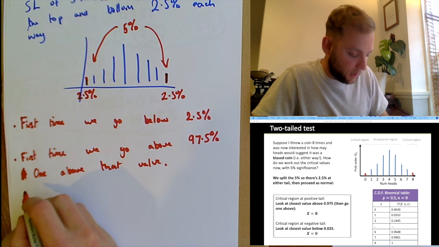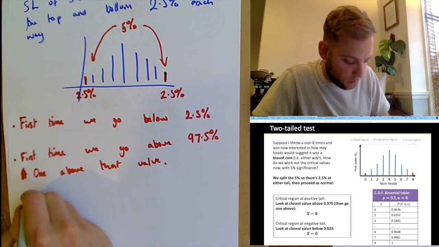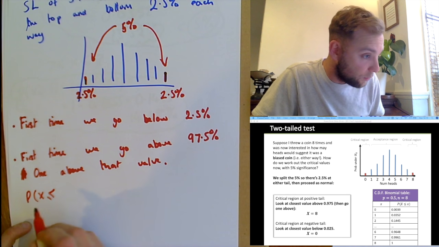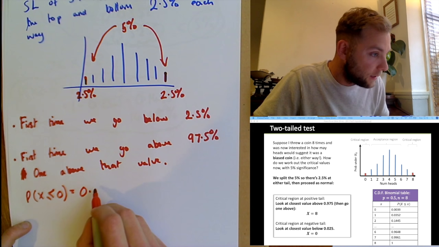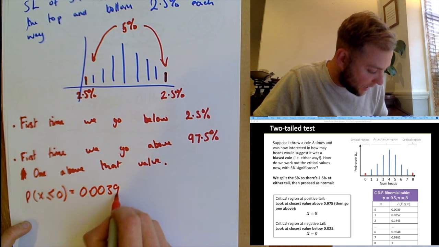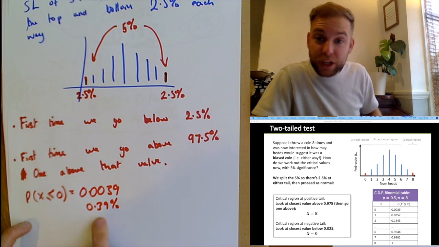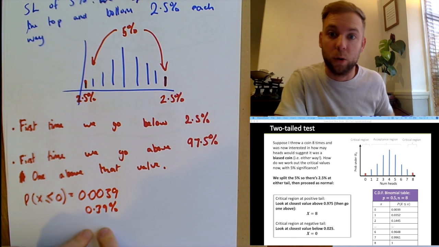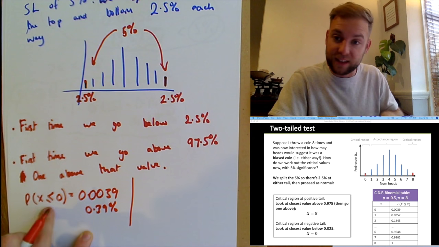So just very quickly, we're looking at the first time it goes below 2.5. Well, that's when our probability of x is less than or equal to 0, which is equal to 0.0039, which is 0.39%. So actually the actual significance level is really small, okay? So that's for the bottom end, so anything that's less than or equal to 0.